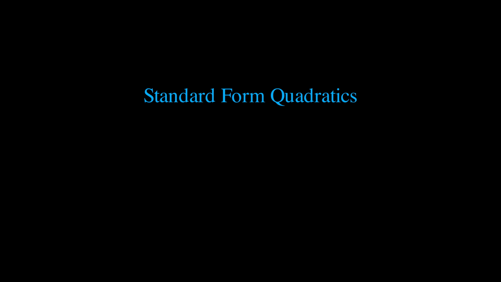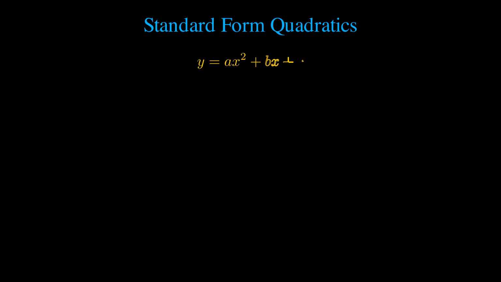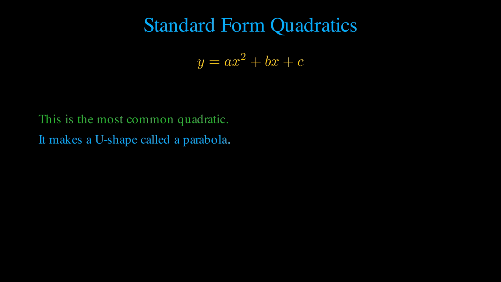This lesson is about standard form quadratics. This is the most common type of quadratic you will see in Algebra 1, and it shows up constantly on tests. Standard form looks like this: y equals ax squared plus bx plus c. There are three parts, and each part has a job. This equation always makes a parabola, a smooth U-shaped curve.